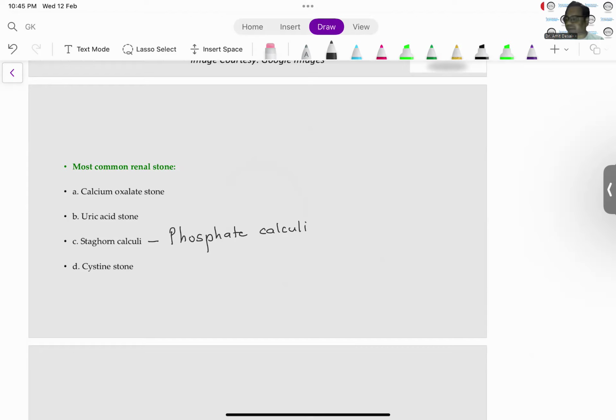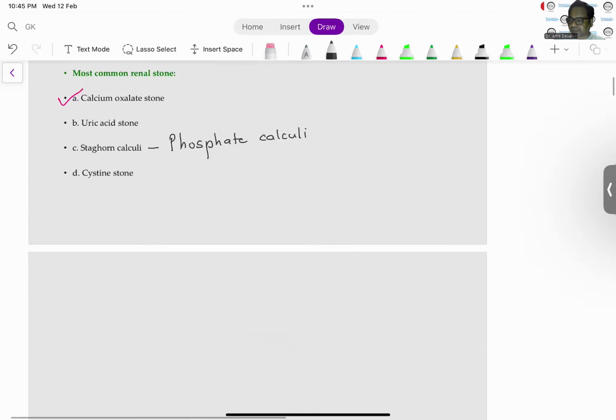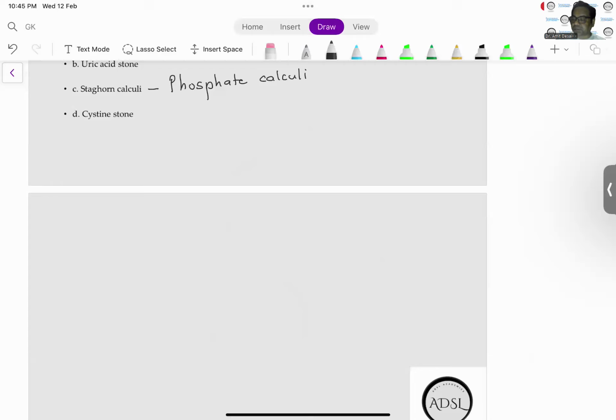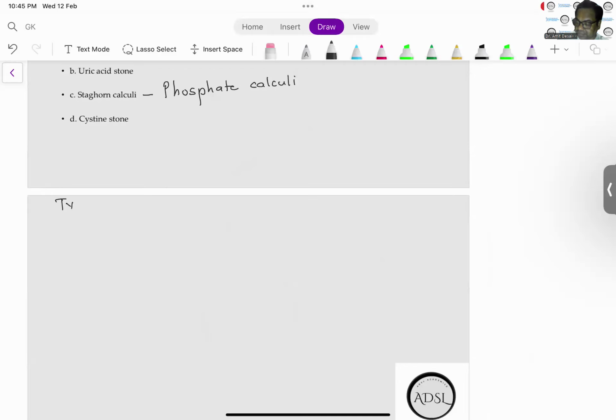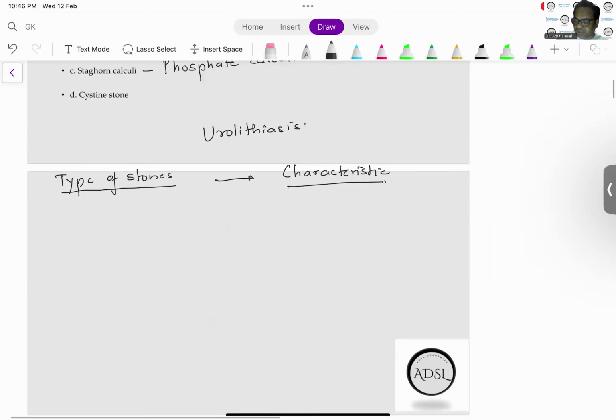So which amongst these is the answer? Our answer is calcium oxalate. Now let us look at some of the common types of stones that you find in the urinary system. That is urolithiasis. Let us see some characteristic features of these. As we said, the most common type is the oxalate kind of stone.